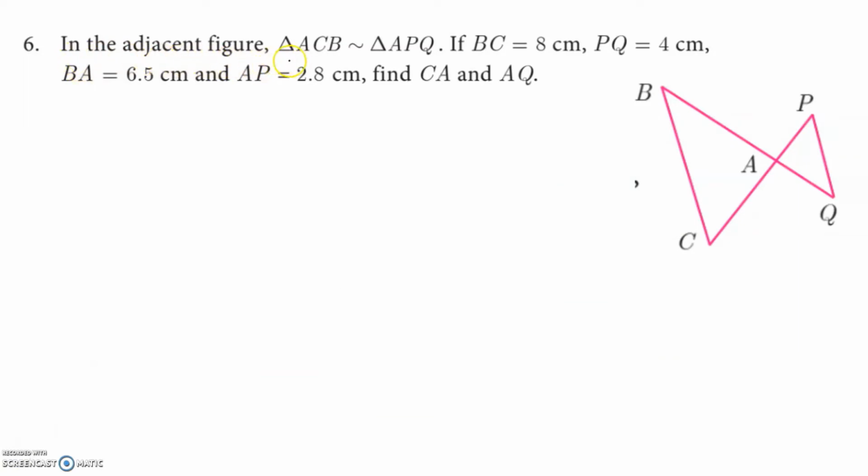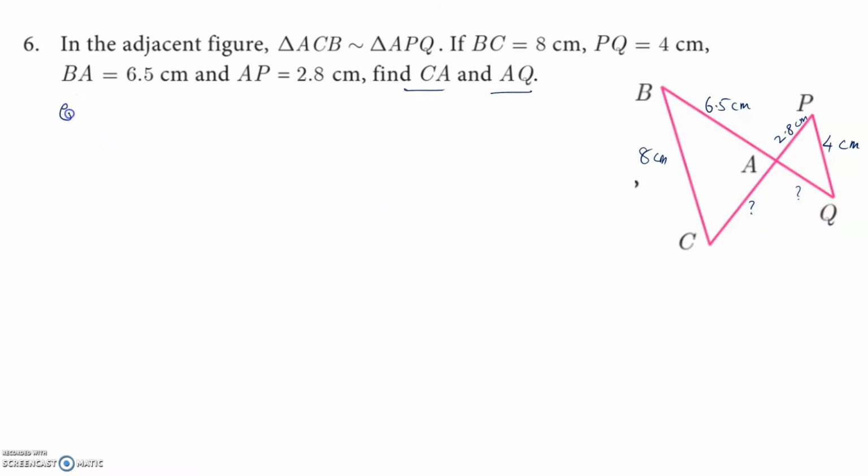Okay, let's read the problem. In the adjacent figure, triangle ACB, which is this triangle A, C and B, is similar to triangle APQ, which is this triangle A, P and Q. If BC is 8 centimeters, PQ is 4 centimeters, BA is 6.5 centimeters, AP is 2.8 centimeters, then we need to find CA and AQ.